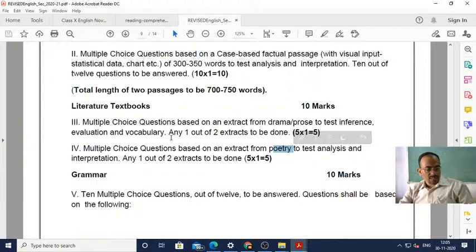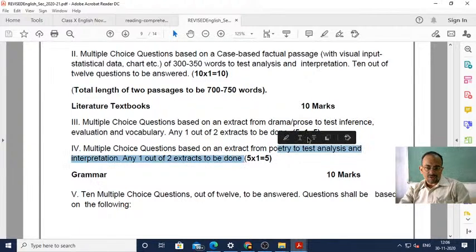So there will be 2 extracts. Remember, in the question paper there will be a total of 4 extracts, but you've got to answer only 2 extracts out of 4, because you've got one choice. There are 2 questions, so you answer 1 extract from each. The first category has 2 extracts, and the second category, multiple choice questions from poetry, also has 2 extracts. You have to answer all the 5 questions of 1 mark each, that is 10 marks from literature multiple choice questions.